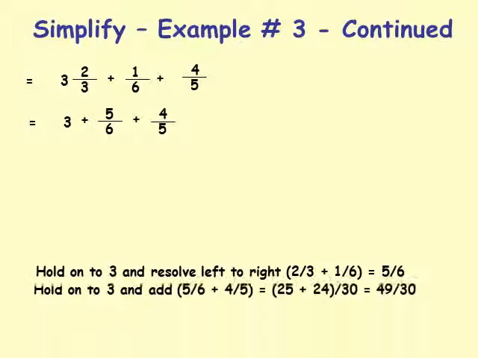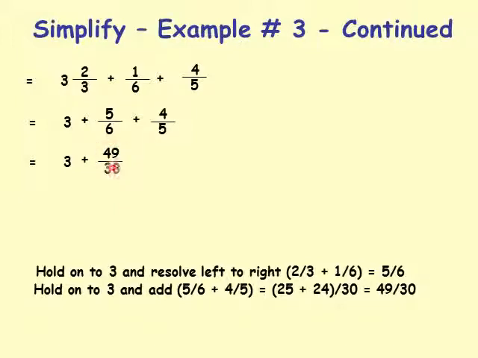Okay, let's continue here. 5 over 6 plus 4 over 5 is 5 times 5, 25. 4 times 6, 24. In the numerator we have 25 plus 24, which is 49. And in the denominator we have 6 times 5, 30. Okay, so we get 49 by 30. Let's continue here. So we have 3 plus these two added, 49 by 30. 49 by 30 is an improper fraction. We've got to convert that to a mixed fraction.